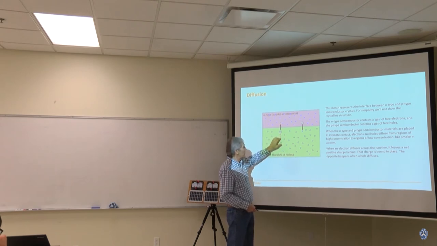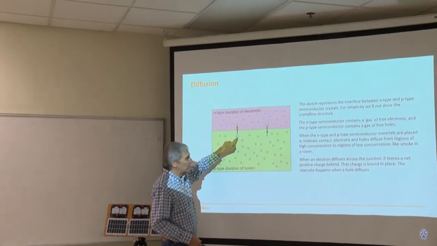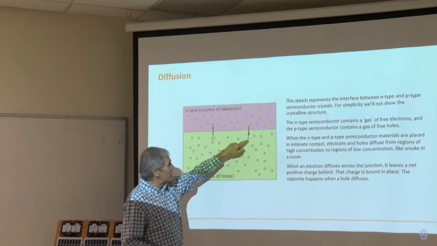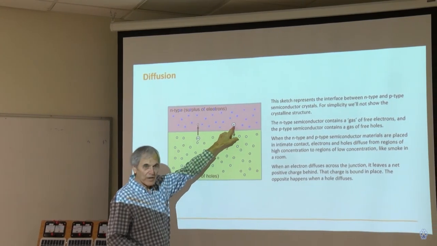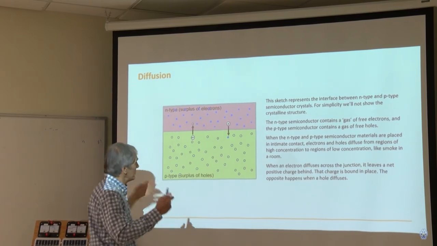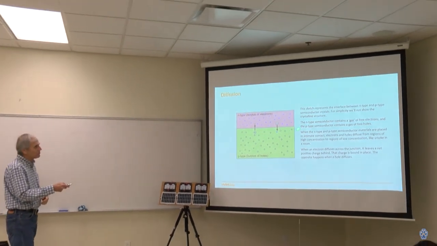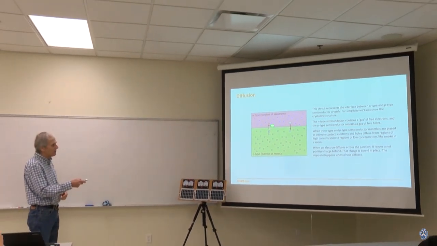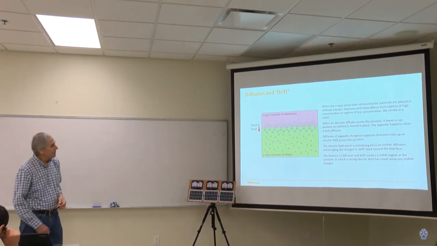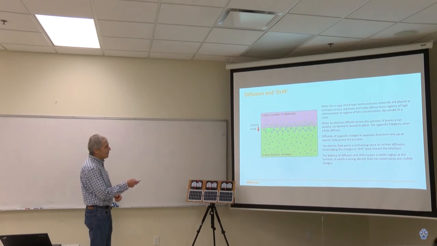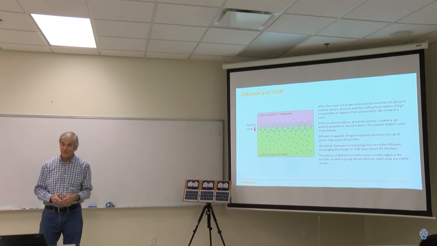So it's the same concept. A hole is going to migrate or diffuse across into a lower density region of holes and leave a bound negative charge here. And an electron is going to diffuse into the region where there are fewer electrons, and leave a bound positive charge there that's stuck in the crystal. It's the atom itself, so they can't move. As a result, you have this depletion region where there's no free charge right around the junction, and that sets up the electric field. These fixed bound charges create this electric field. Now you've really got something.